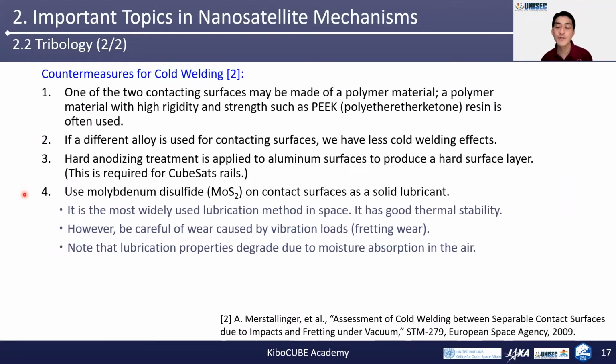Finally, solid lubrication is used. Often, we use MoS2 on contact surfaces. It is one of the most widely used lubrication methods in space. It has good thermal stability. However, be careful of the wear caused by vibration load called fretting wear. In addition, please note that the lubrication property degrades due to moisture absorption in the air.